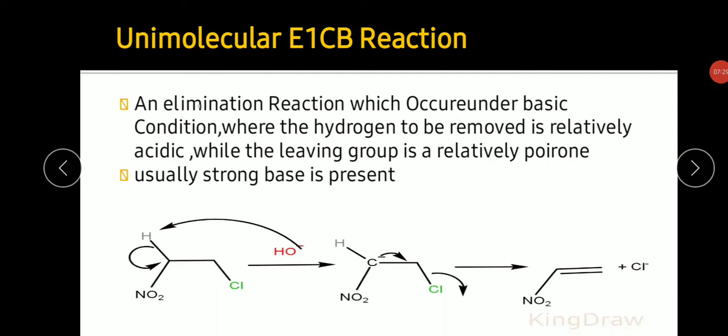Now see the example of the unimolecular E1cB reaction. In this reaction, usually a strong base is present. This strong base abstracts this hydrogen atom with the formation of a carbanion, and the negative charge of this carbanion attacks this carbon, forming a double bond, and chlorine leaves.